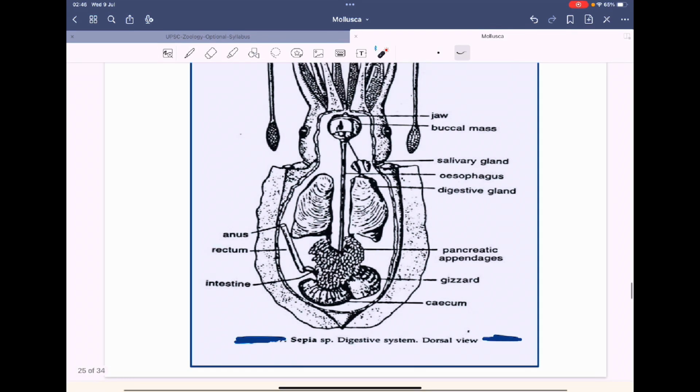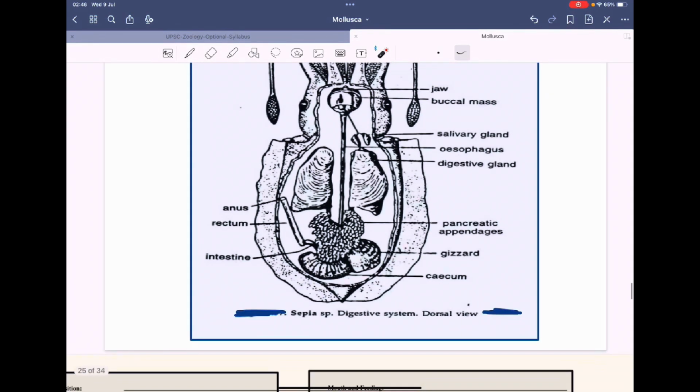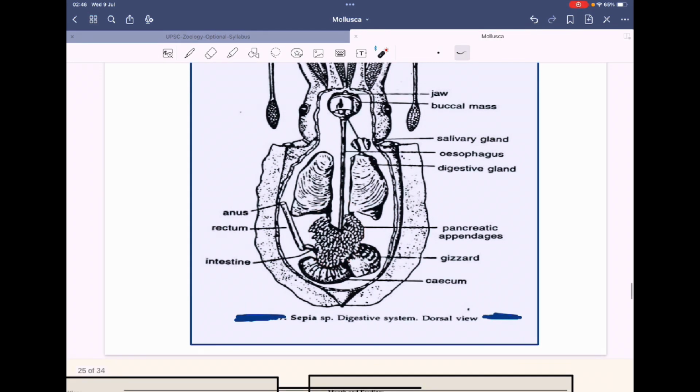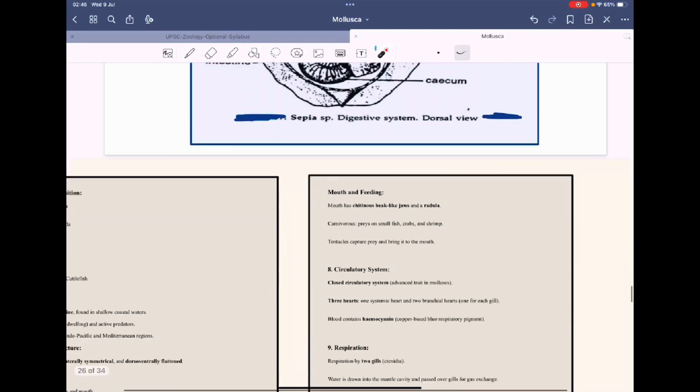This is the digestive system. You will need to notice that there is a jaw, there is a buccal mass, there is an esophagus, there are digestive glands, there is a proper gizzard and cecum, there are intestines, and there is this anus.